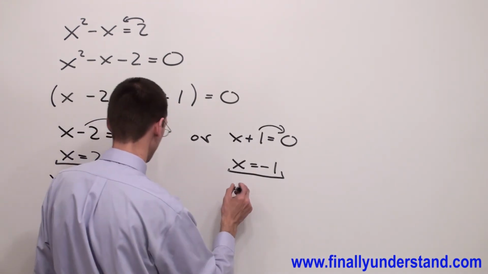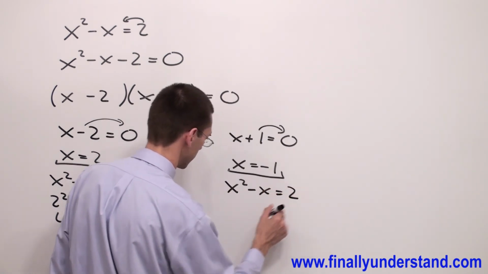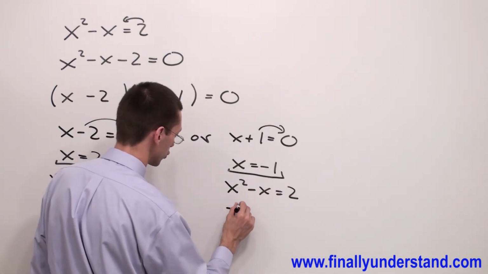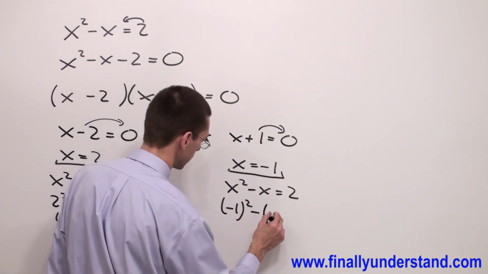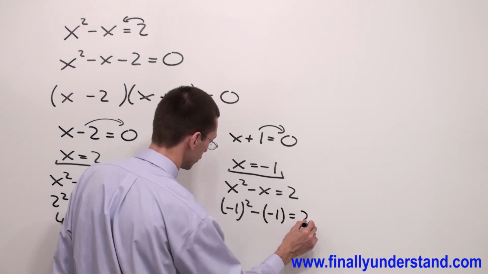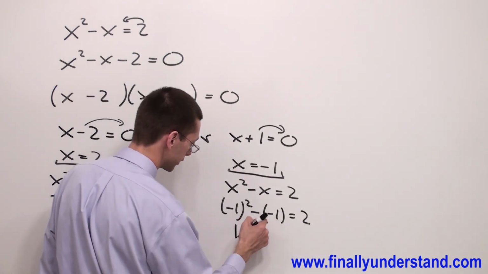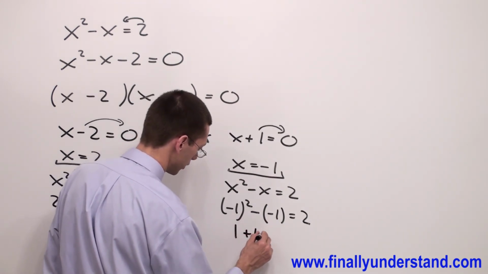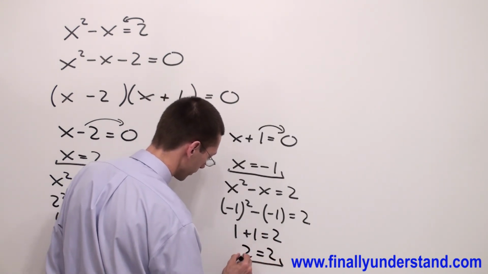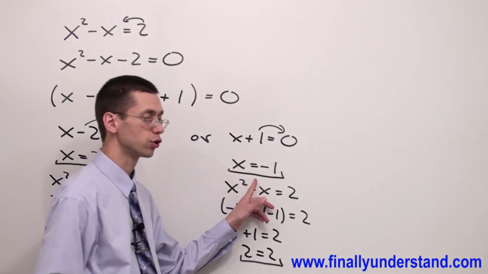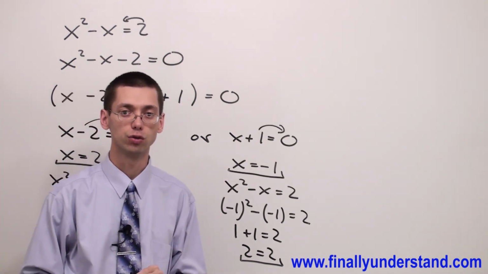Now let's check this one. We have x squared minus x is equal to 2. So I have -1 to the second power minus -1 equals 2. -1 to the second power is equal to 1. Negative times negative gives me positive. 1 plus 1 is equal to 2. 2 is equal to 2. So this answer is also correct. So I can say that these two values of x are the solutions to my problem.